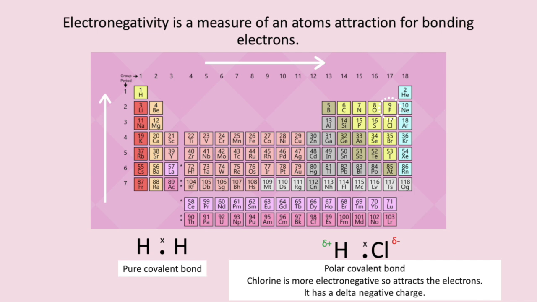This is a non-polar bond. If two atoms have different electronegativity, a polar bond is formed. The ion with the biggest electronegativity has a negative partial charge. The ion with the smallest electronegativity has a positive partial charge. This is represented by the delta positive and the delta negative.